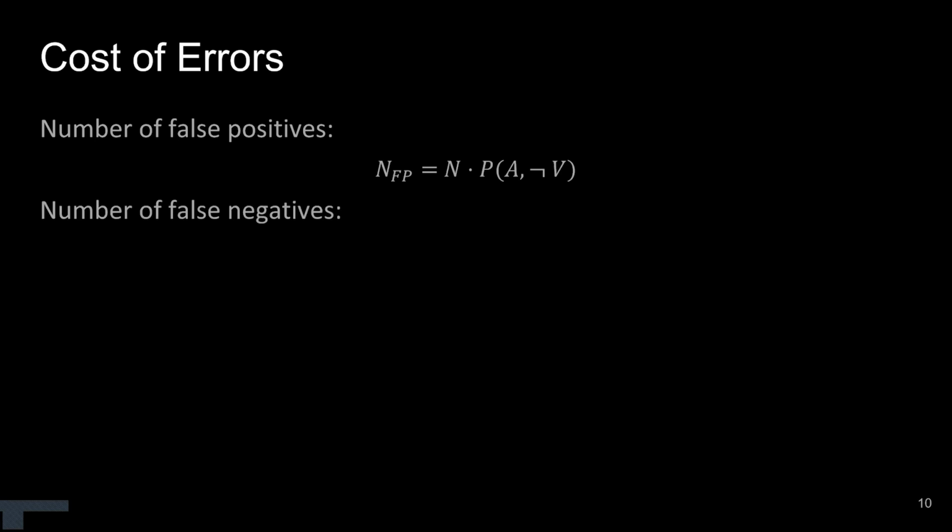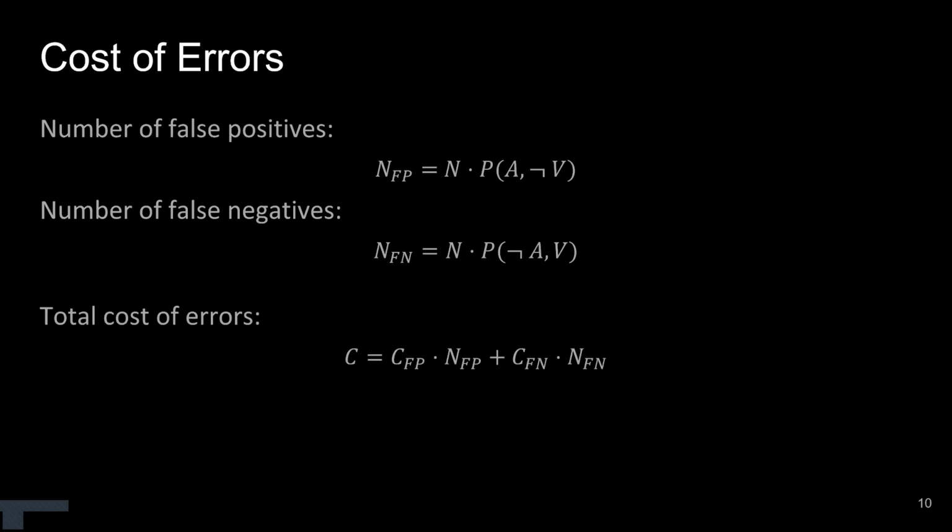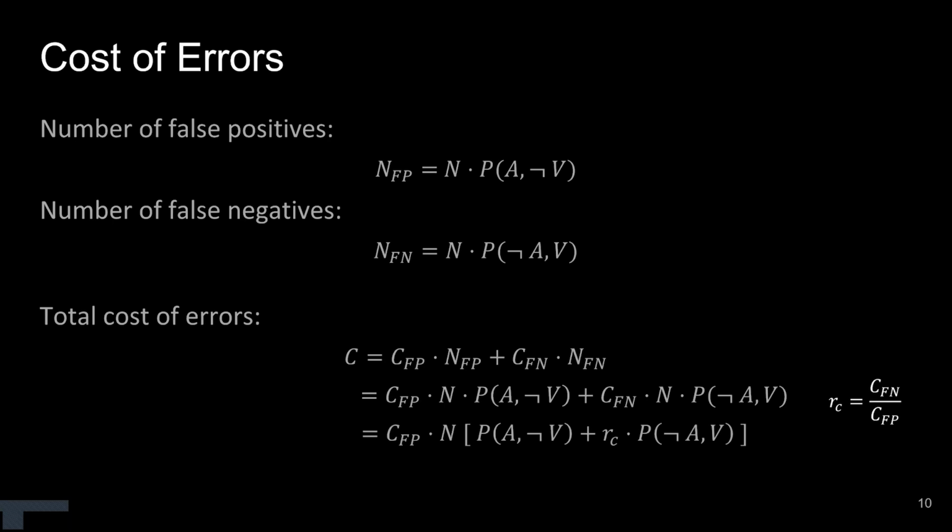Considering that, we can try to estimate the cost of errors. The number of false positives is essentially the total number of data points that you have times the probability of false positives. Similarly, you can compute the number of false negatives, and then you can combine them to get the total cost, which is the cost of one false positive times the number of false positives, plus the cost of one false negative times the number of false negatives. And then you can substitute from the above equation.